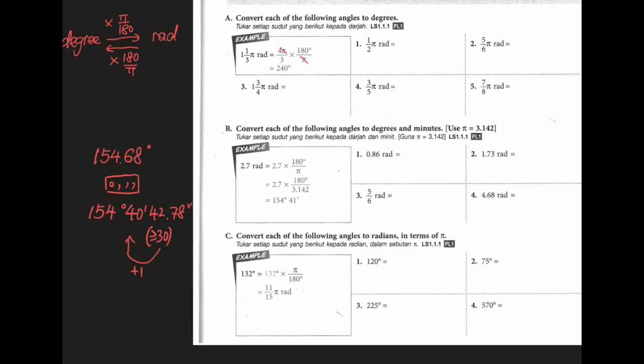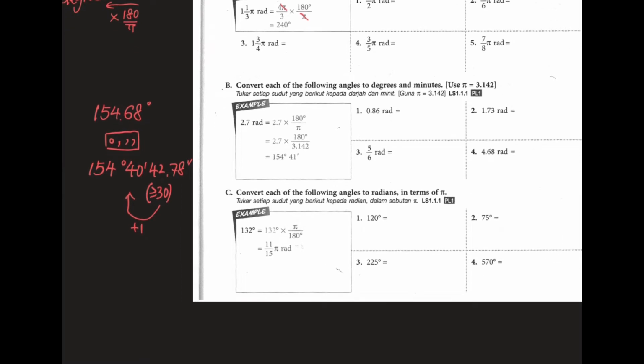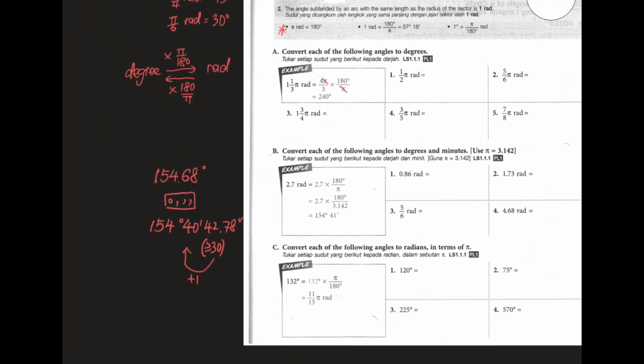Now let's see the next one. Part C. Convert each of the following angles to radians in terms of pi. In terms of pi. So now they give us degrees. You have to change it to radians in terms of pi. So let's come back to the formula again. So this is the formula. Degree, you multiply with pi over 180, then you get radian. So you take this degree, multiply with pi over 180.